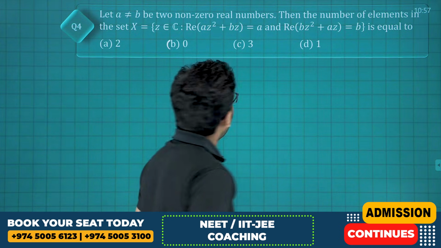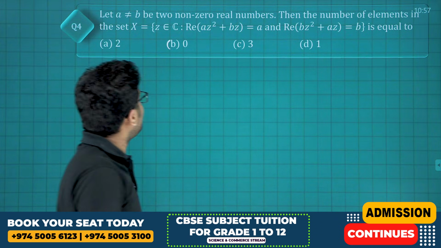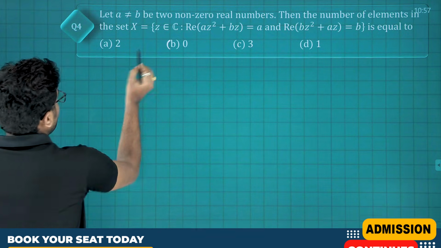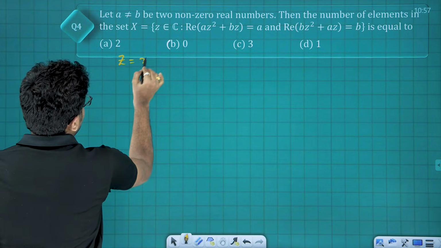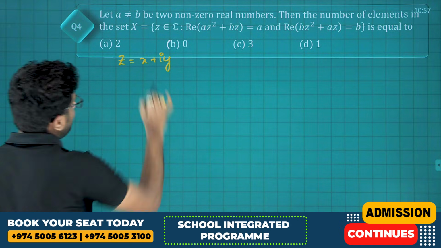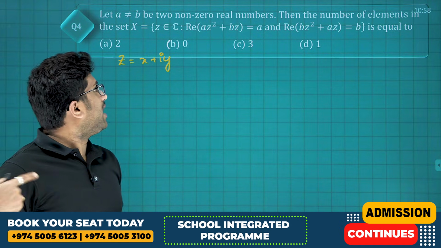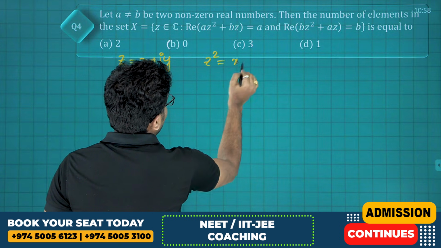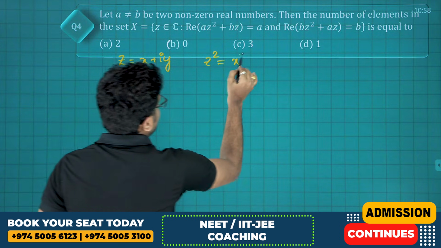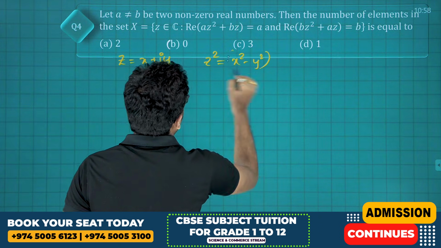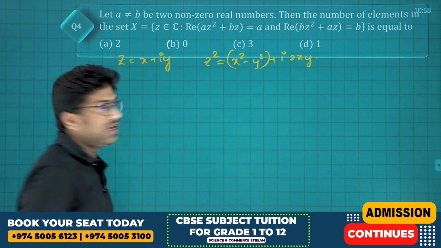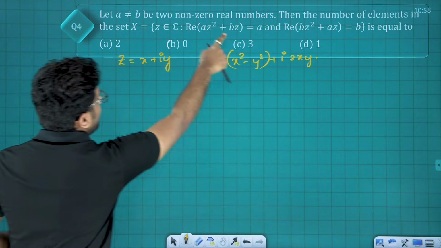Then the number of elements in the set X such that real part of az square... We'll do one thing. First we'll take z equals x plus iy. Real part of a into z square. What is z square? Z square will be (x plus iy) whole square, that is x square minus y square plus i times 2xy.